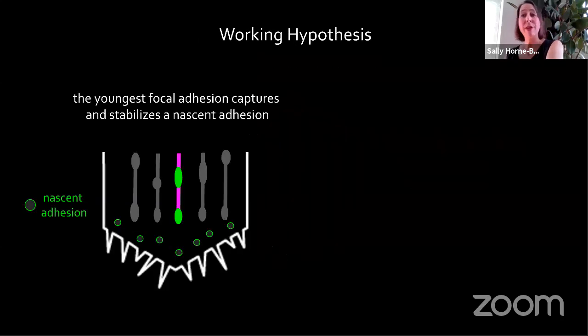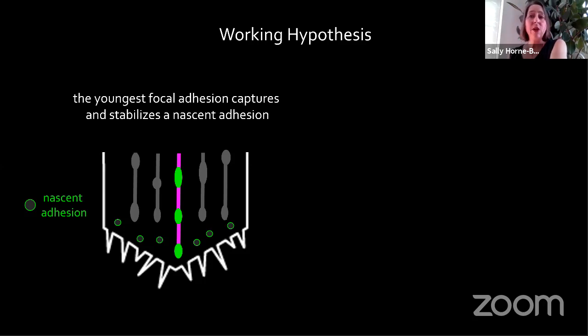Now, we don't know. Everything that I'm going to tell you at this point is pure speculation. But we imagine a scenario where you have nascent adhesions forming right at the leading edge of the cell. And we can imagine that the youngest adhesion within a given stress fiber could basically reach out and capture the next nascent adhesion and force it to mature into the stress fiber itself.